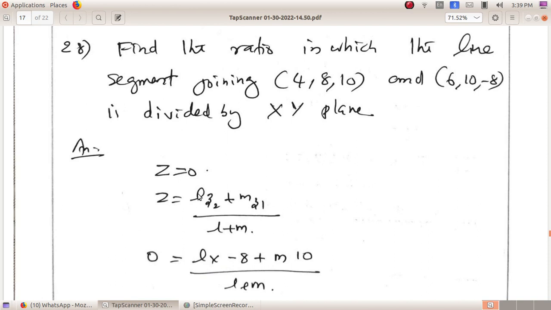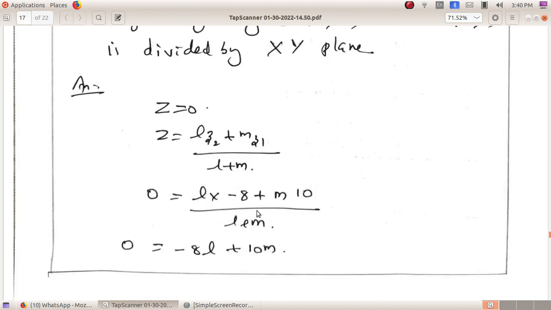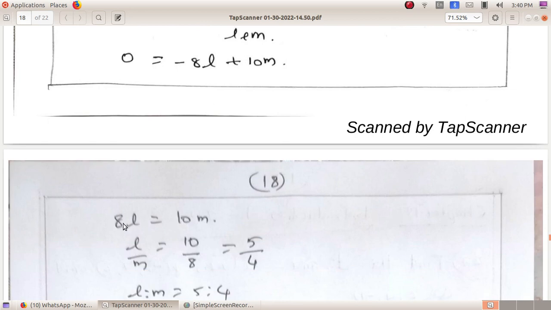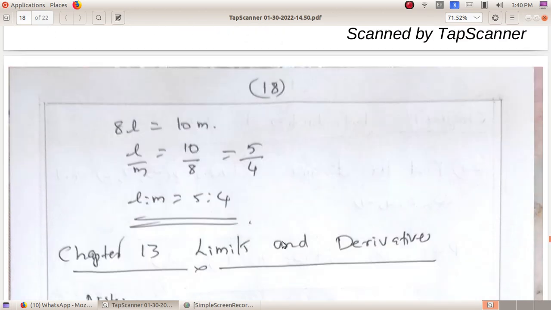0 is equal to l into z2. What is z2? With (x1, y1, z1) and (x2, y2, z2), l into minus 8 plus m into z1, which is 10, divided by l plus m. You take this l plus m to the left side, and 0 into l plus m is 0 itself. Minus 8l plus 10m. So you take this minus 8l to the left side, 8l equals 10m, or l by m is equal to 10 by 8. Then you halve it to 5 by 4. So 5 is to 4 is the answer.